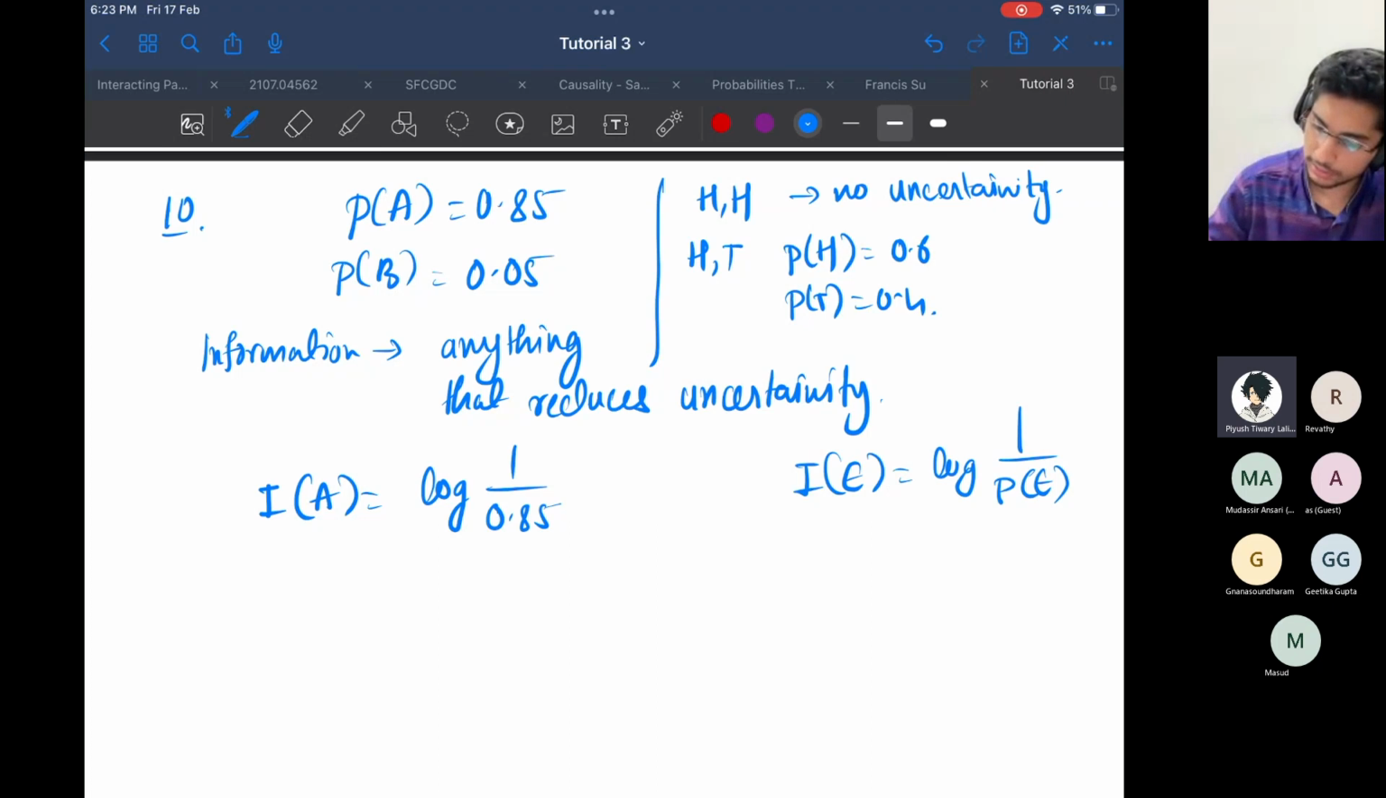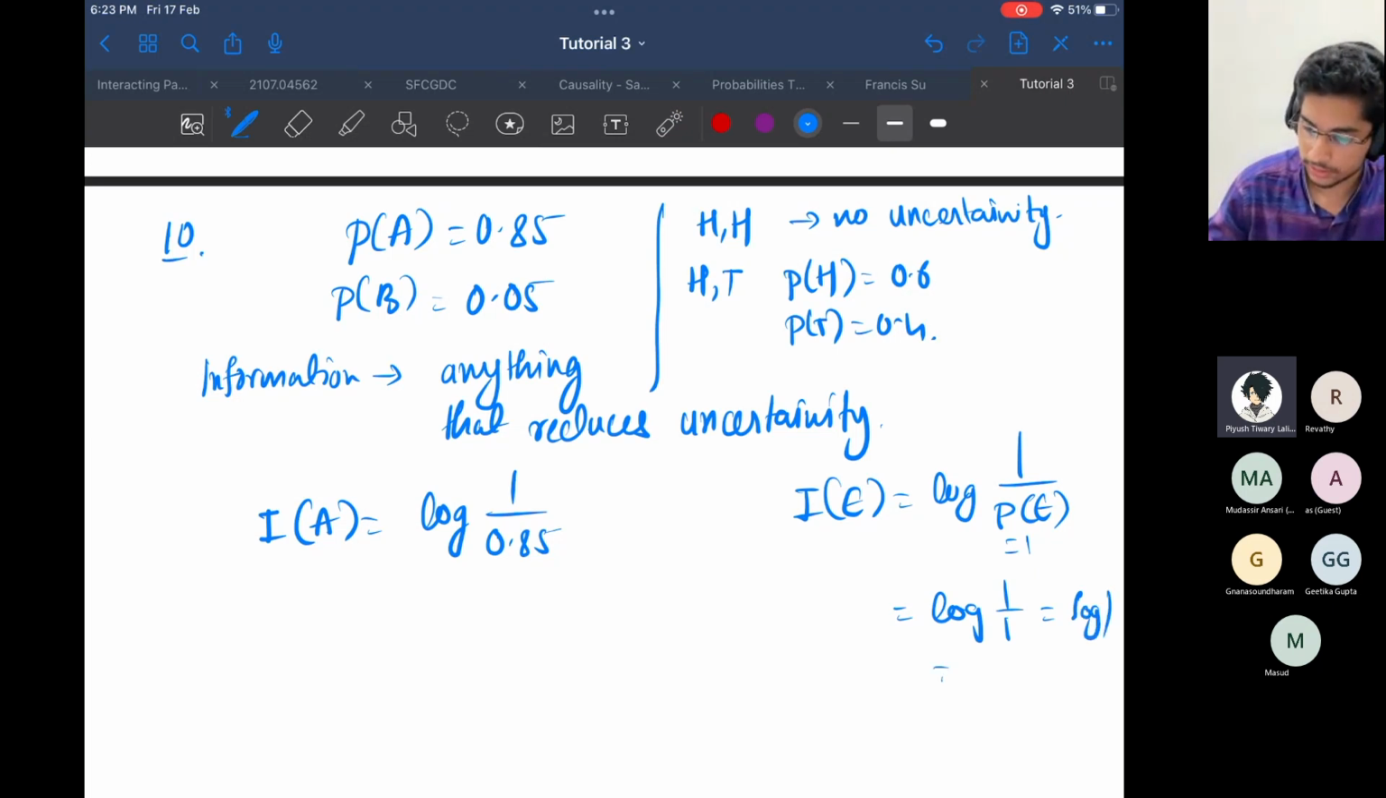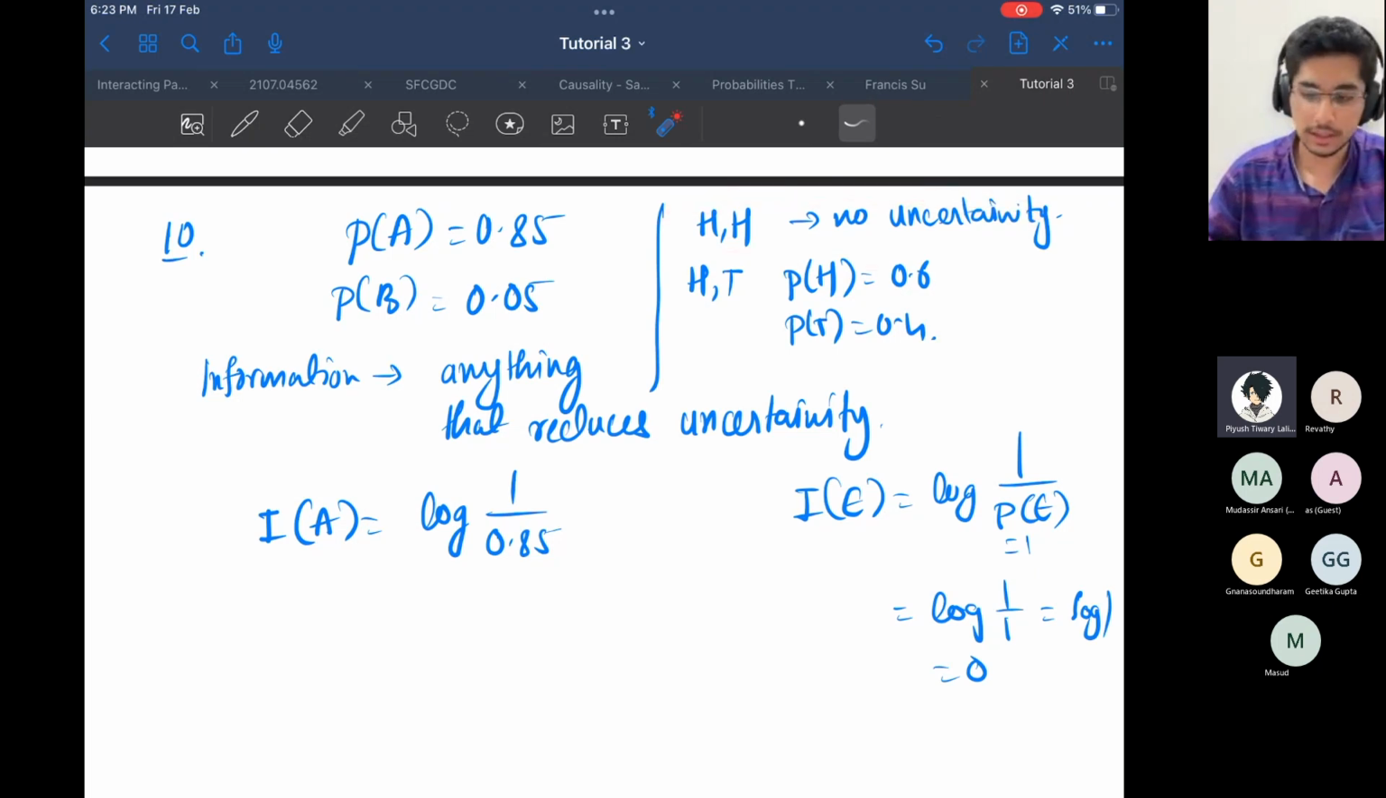Okay, so if the probability of E is equal to 1, is there any information? In this case, the probability of heads was 1. If I substitute it here, what will it become? Log of 1 by 1, which is log of 1, which is again 0. So there is no information actually. I hope you can see that.